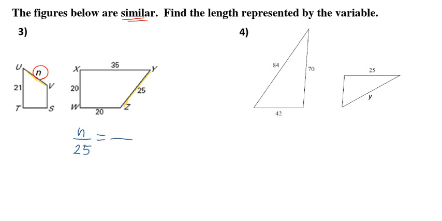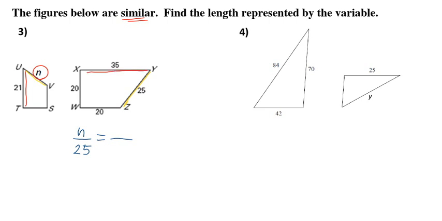The only side whose measure is known in the first figure is UT, so we have to use this one. And we need from the other figure the corresponding side to UT. UT is the longest side in this figure, so we need to use the longest side on the other figure, which is going to be XY.